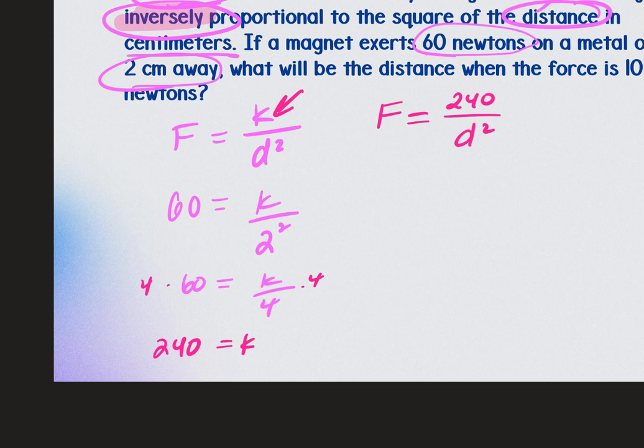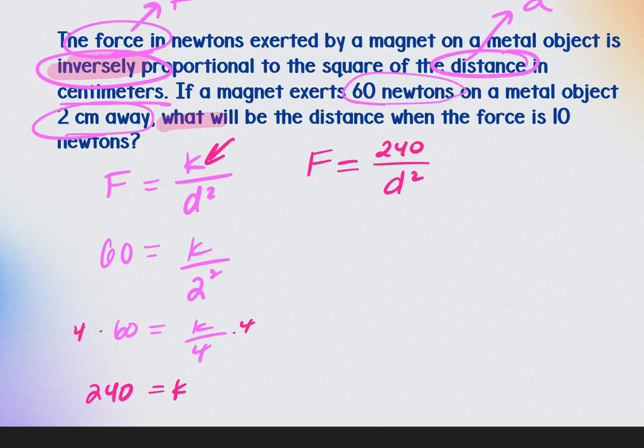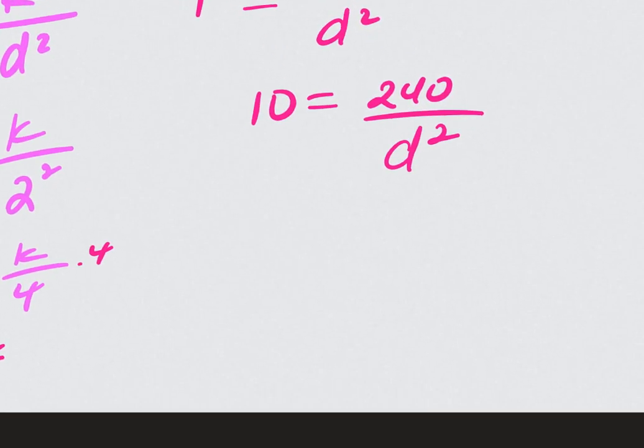And then it says, what will be the distance when force is 10 newtons? It could ask you either one. It could say, what's the distance when you're given this force? Or it could say, what's the force if given this distance? This time they gave us the force, so 10 is your F, and I'm looking for the distance. So 10 equals 240 over D squared, and then I want to solve this.